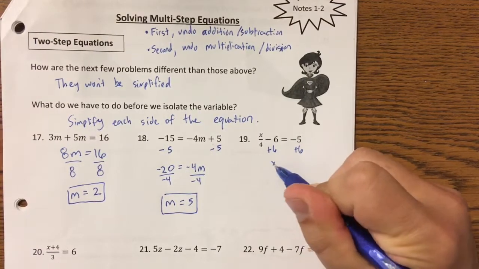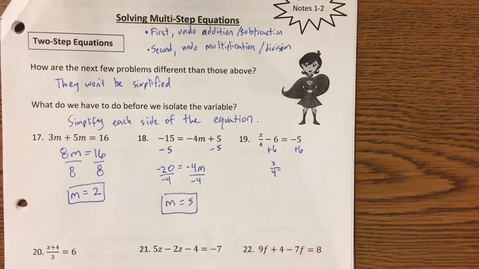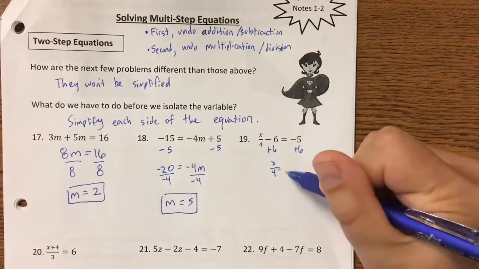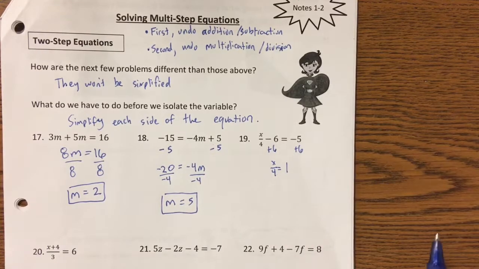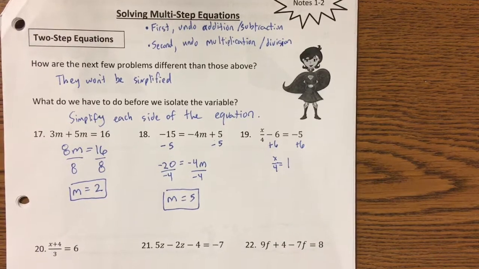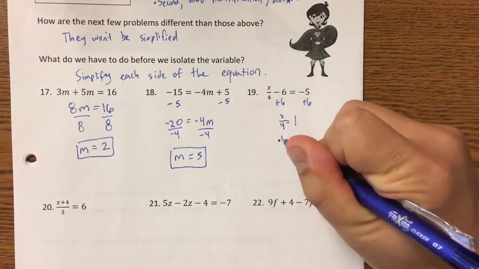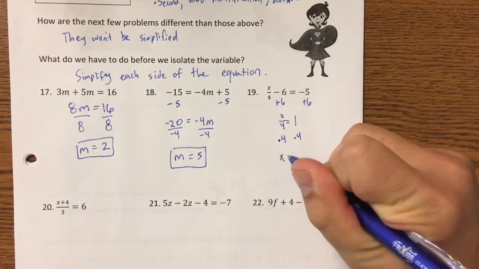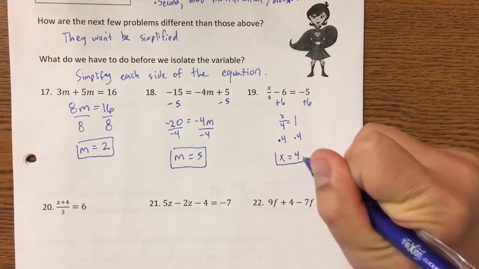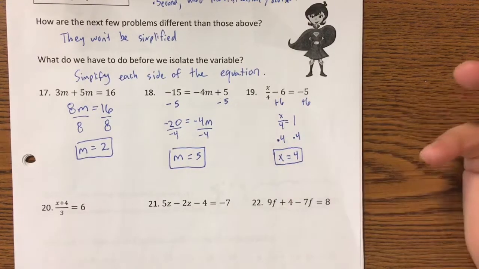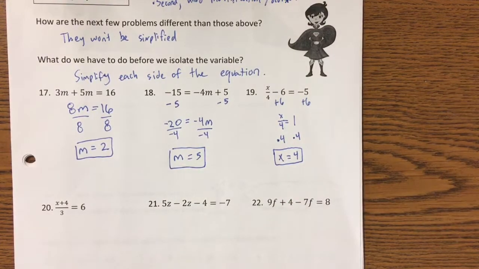So I have x divided by 4 equals negative 5 plus 6 is 1. Now what do I need to do? Yeah, multiply by 4 on each side. Good. So I get x equals 4. And so we'll go through a bunch of these problems. I mean, the best way to get really good at solving is just to keep practicing.